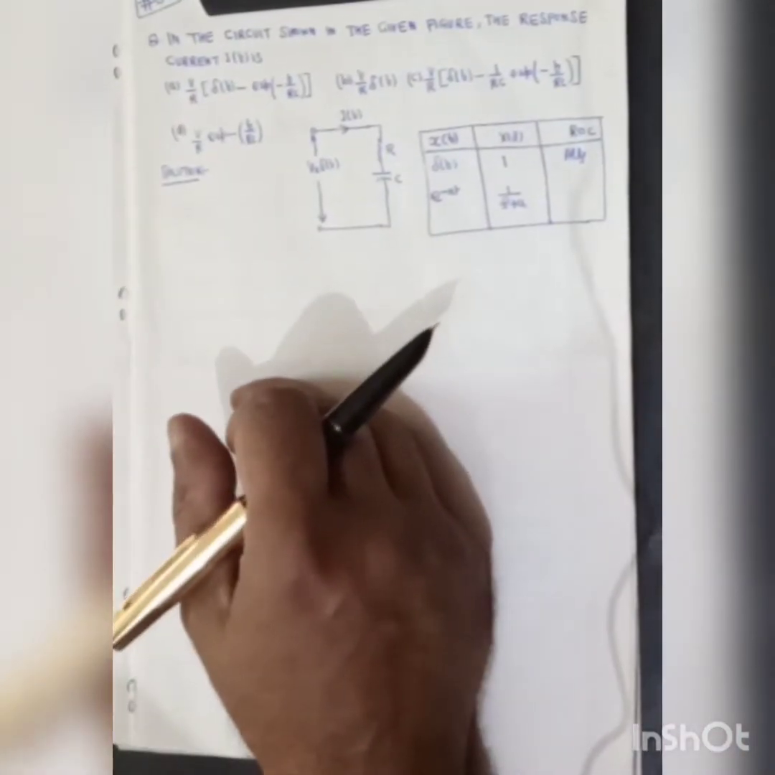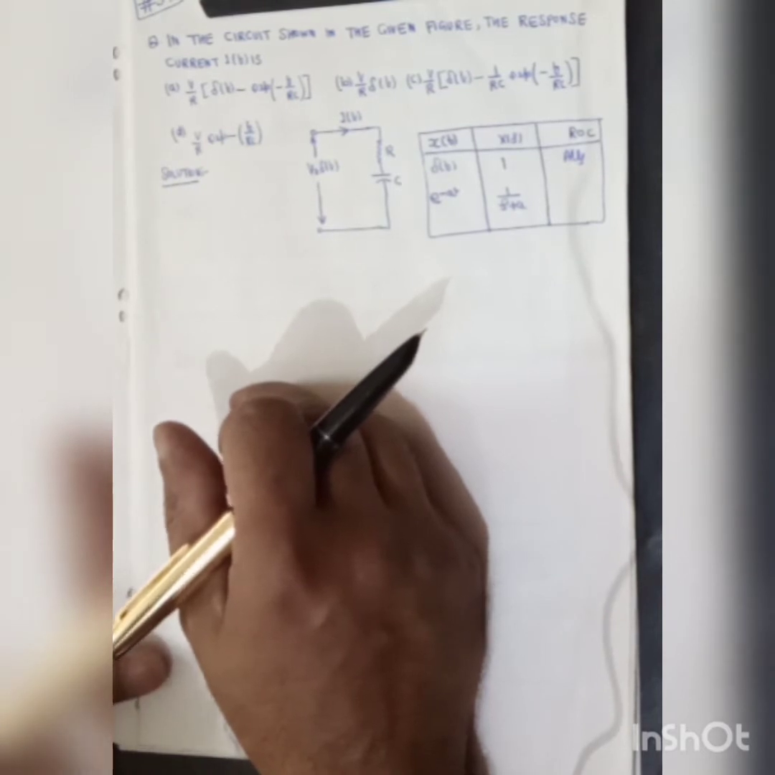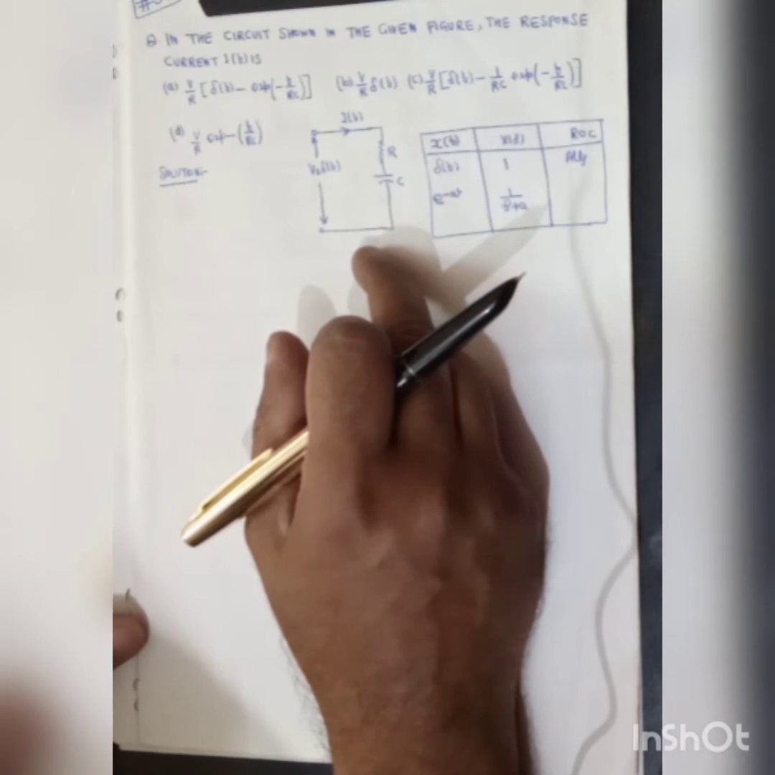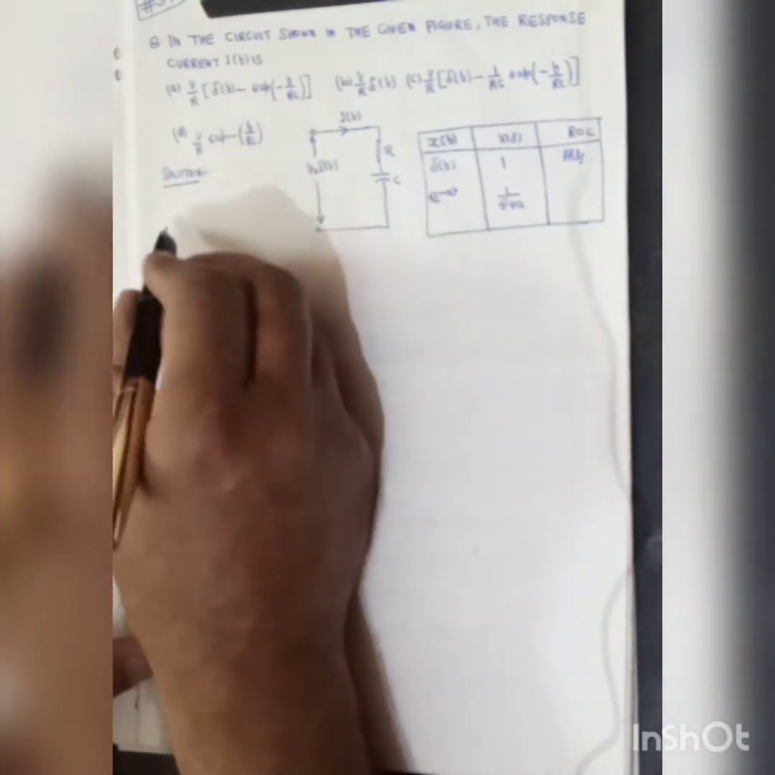Hello, this is a question related to signals and systems, useful for the GATE examination. The question is: in the circuit shown in the given figure, we have to calculate the response current i(t). From Kirchhoff's law, suppose we have applied the signal V(t).